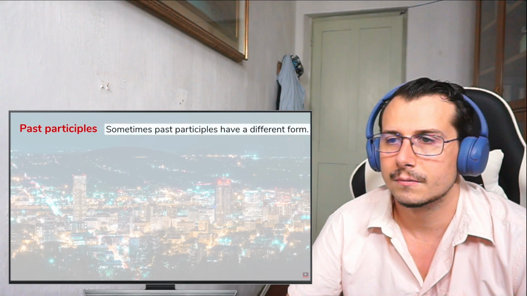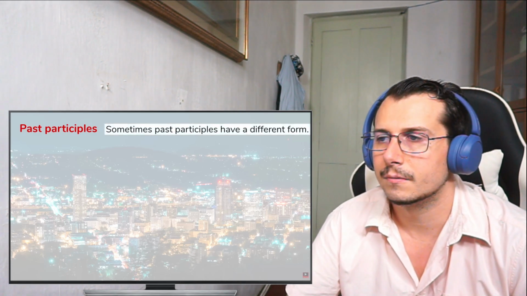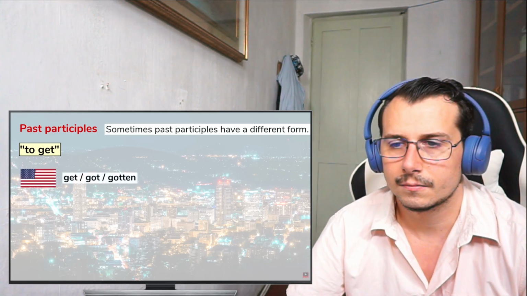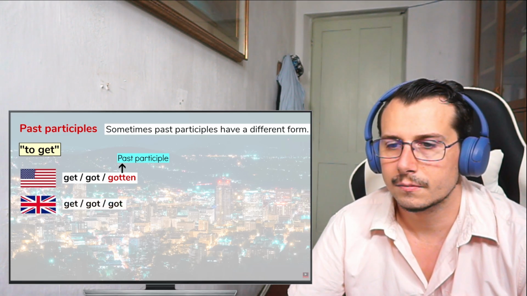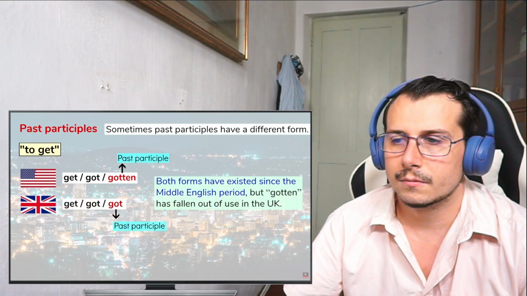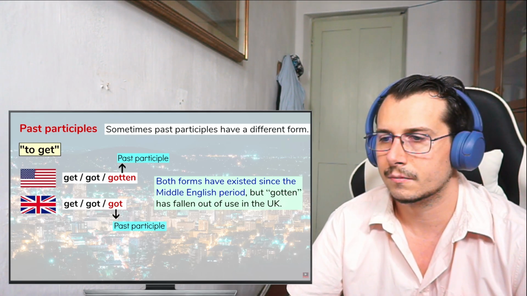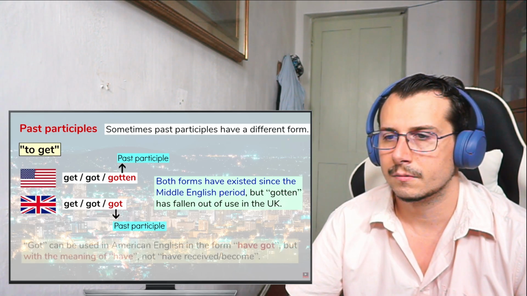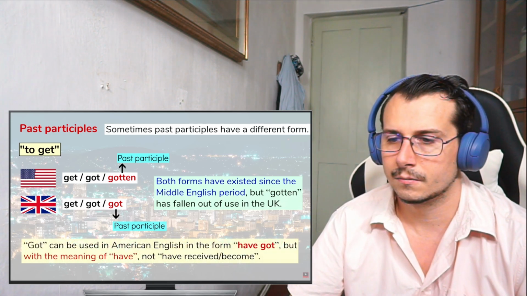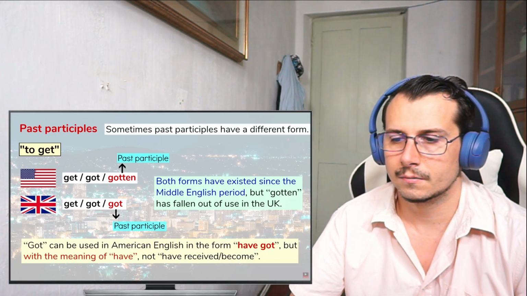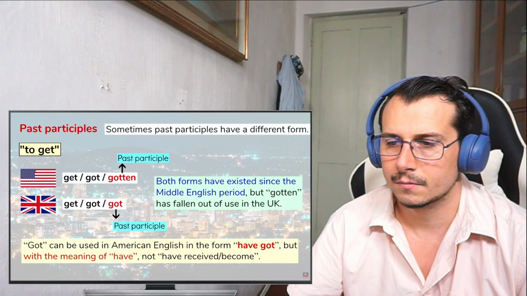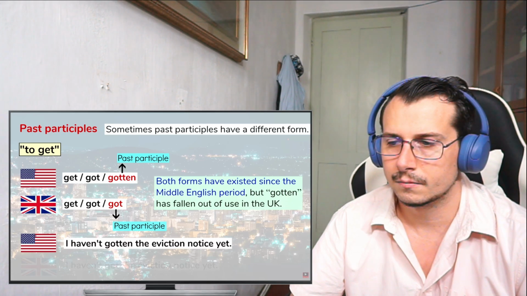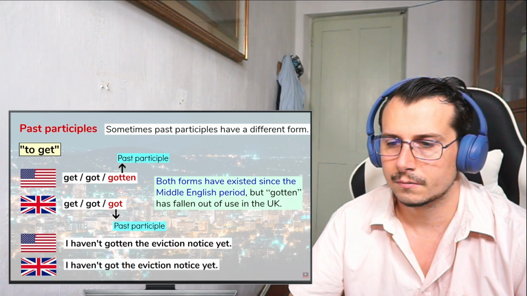Past participles. Sometimes past participles have a different form. The most well-known example is for the verb get. In the US, there's get, got, gotten. But in the UK, it's get, got, got. Both forms, got and gotten, have existed since the Middle English period, but gotten has fallen out of use in the UK. Got can be used in American English in the form have got, but with the meaning of have, not have received or have become. I haven't gotten the eviction notice yet. I haven't got the eviction notice yet.